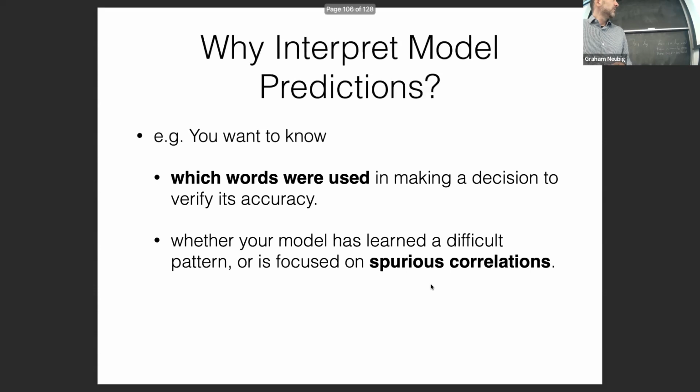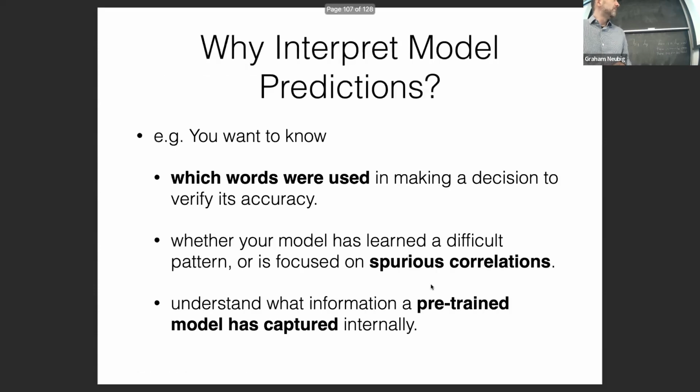Okay, going back to interpretation. So, yeah. Get rid of the.